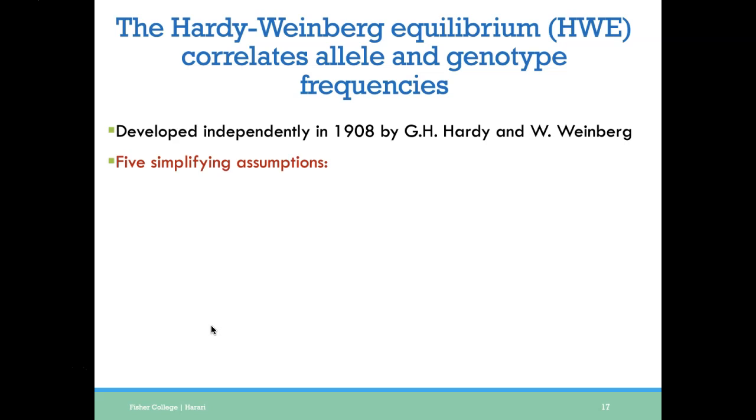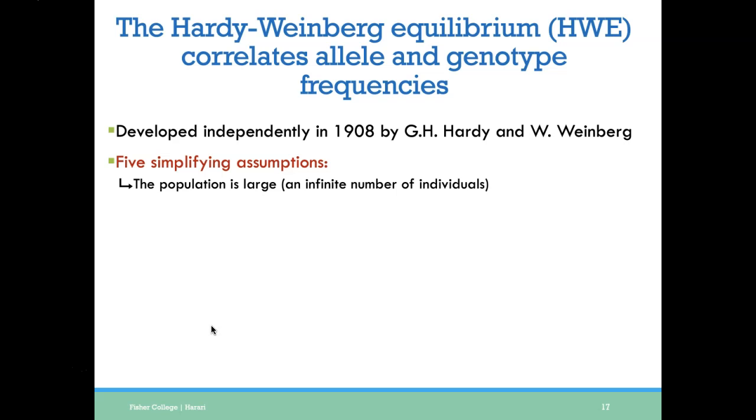So there were five simplifying assumptions that allowed Hardy and Weinberg to formulate this principle. These are essential to understand for this chapter. It's really hard to study population genetics because populations are so different. So they needed to formulate this principle. They formulate this principle based on five assumptions, and their principle does not apply unless these five assumptions are met. Number one is that the population is very large. There's an infinite number of individuals.